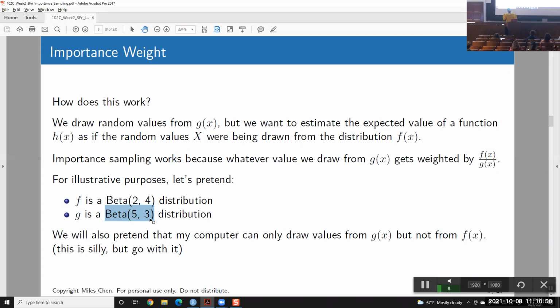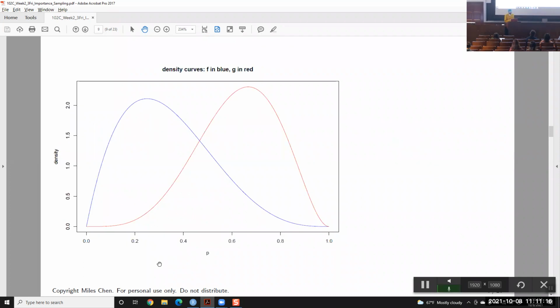Do you just throw these away? You could, and request that it rerun. Or you could just say, all right, well, let's just take these numbers and can I use them? So what if this is what you have? You got values coming from the beta distribution 5, 3. You wish the numbers came from the beta distribution with 2, 4. Silly situation, but just stick with me. And these are the two distributions.